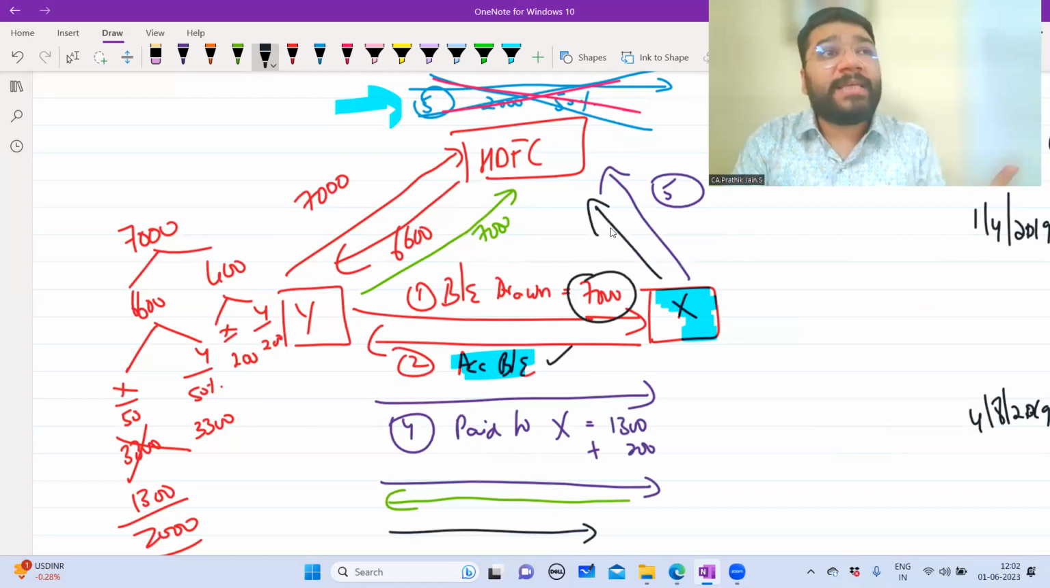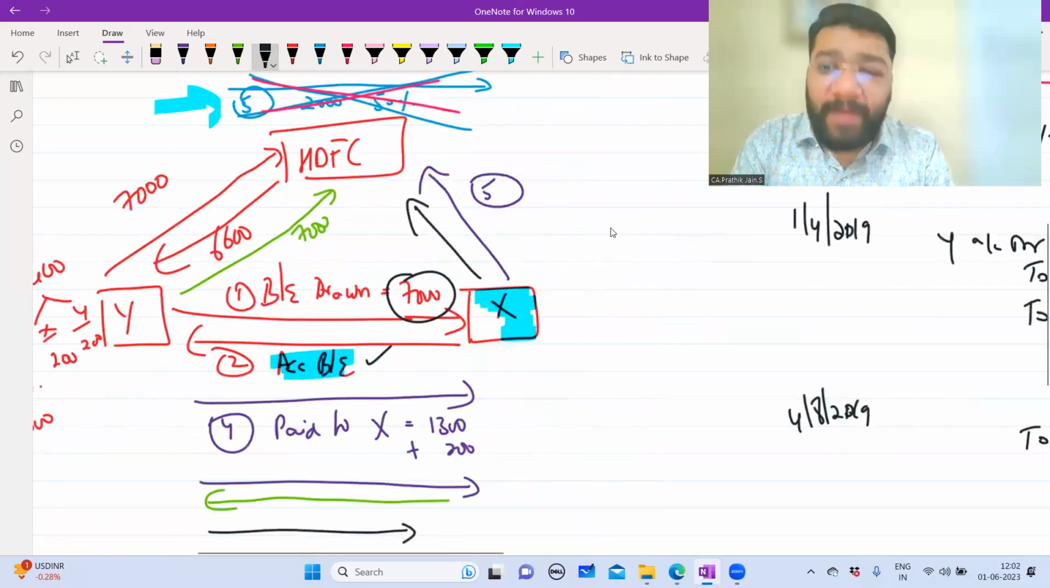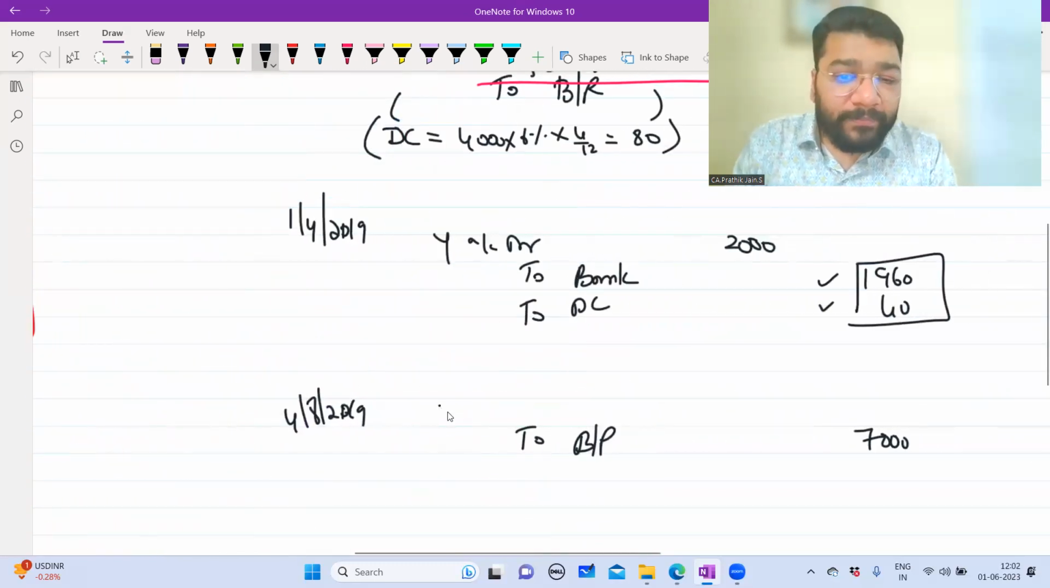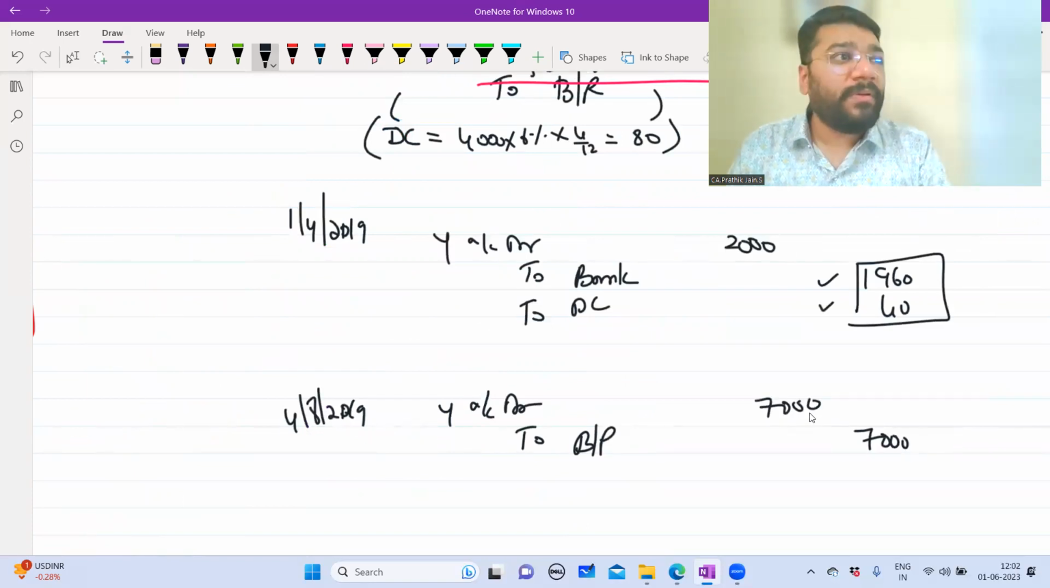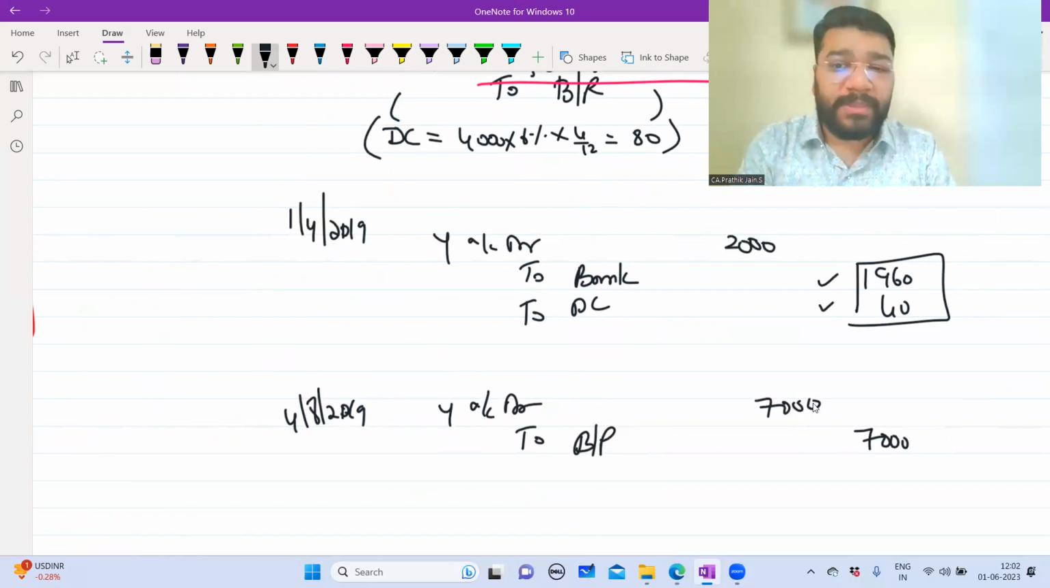So can I say X has to receive this money from whom? Y now. So can I say Y account debit? Y account debit 7,000 rupees. So now X has to receive from Y 7,000 rupees.